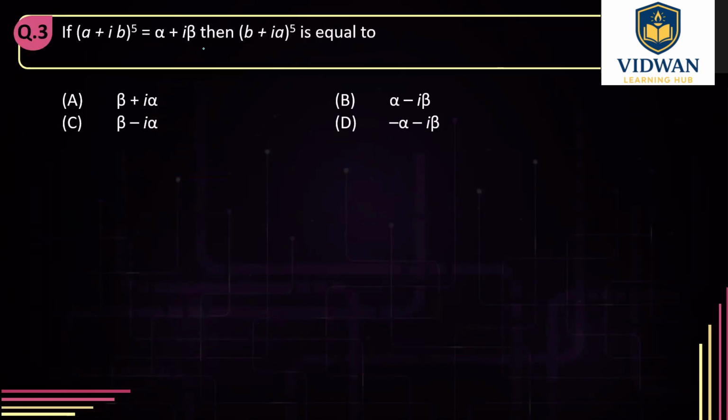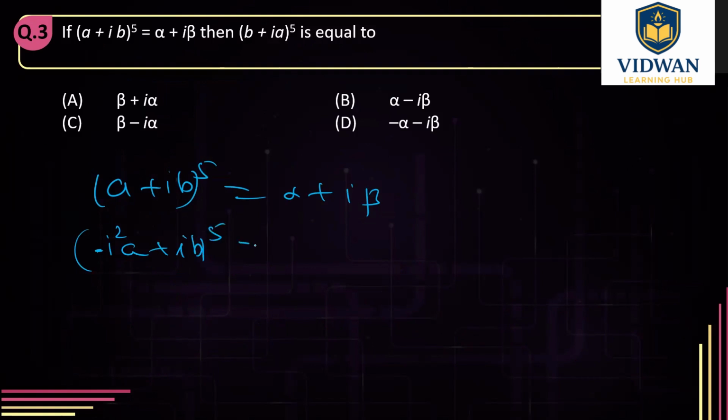If (a + ib)^5 is alpha plus i beta, what is (b + ia)^5? So if you are given (a + ib)^5 is alpha plus i beta and you want b here, you want b without i. So take i common. So before that, what you can do, you associate i here. Before this, you write i^2, which is minus 1, and write a minus sign. Then it's same as plus a only. Right-hand side will write as it is.